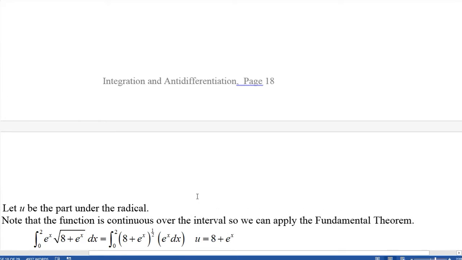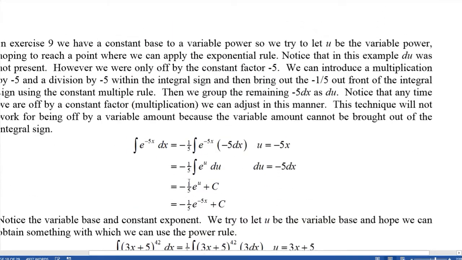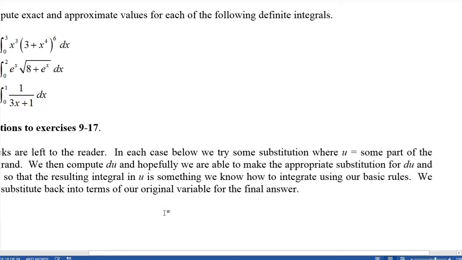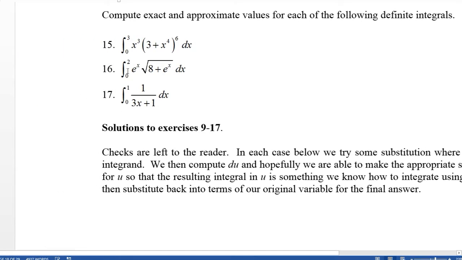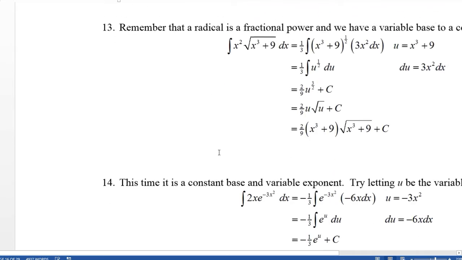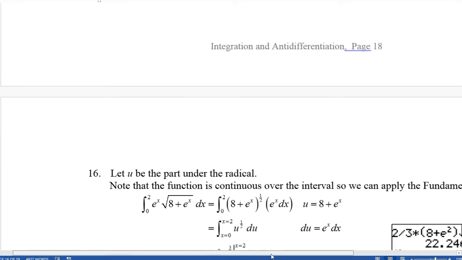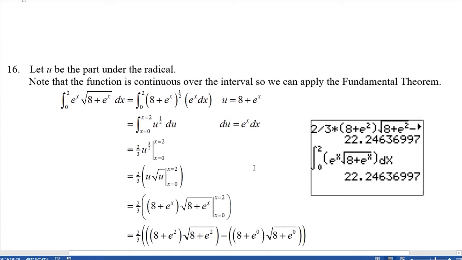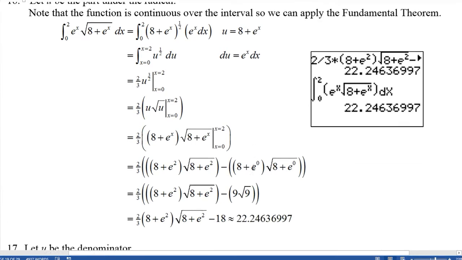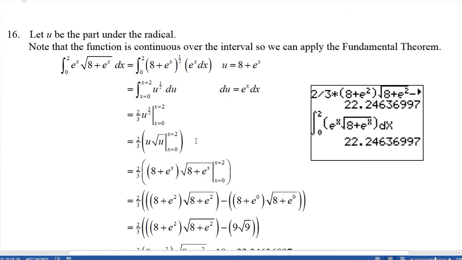Alright, let's try another one. Let's go up here and look at them again in case you haven't done it yet. Next one we're looking at right here is number 16. The integral from 0 to 2 of e to the x times the square root of 8 plus e to the x dx. If you haven't done that one already, please press pause and do that one now. Okay, so here's number 16. Here we have it worked out.